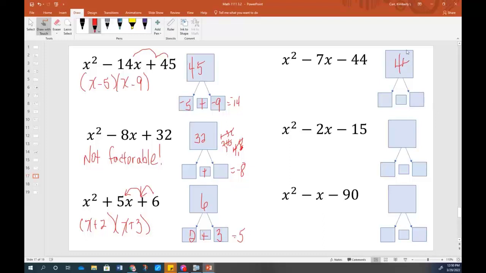What multiplies to 44, but subtracts to give me negative 7? So 1 and 44, 2 and 22, 3 doesn't go, 4 and 11, oh look, 4 minus 11 is negative 7.